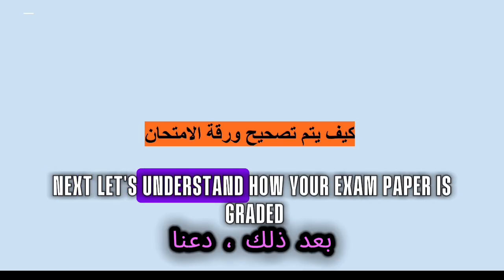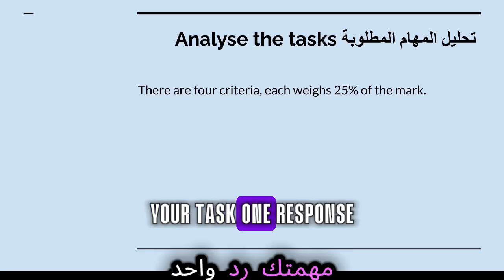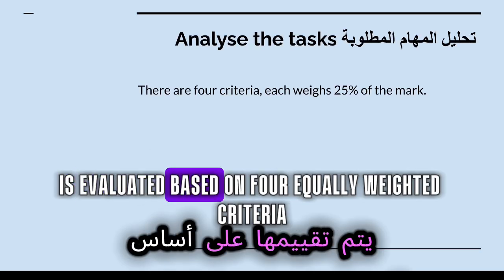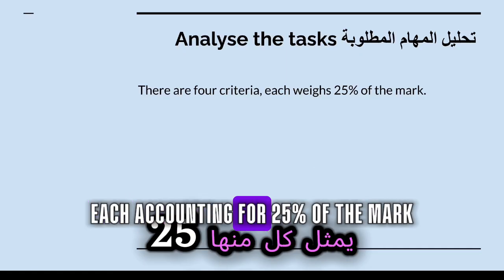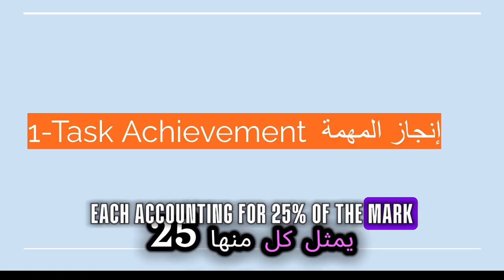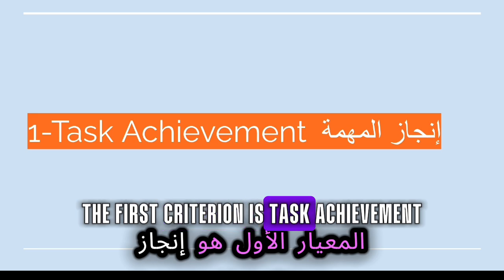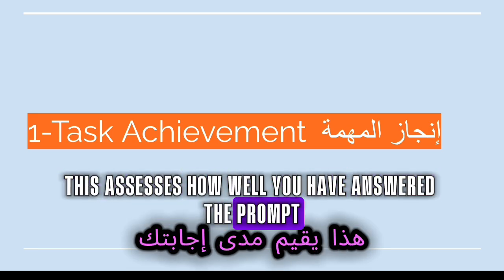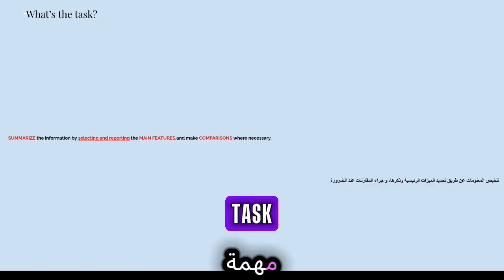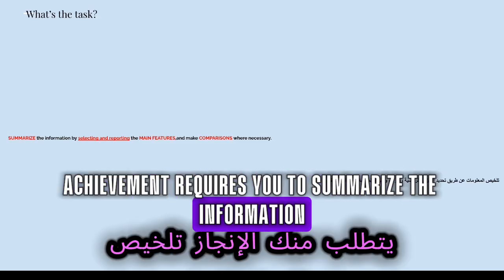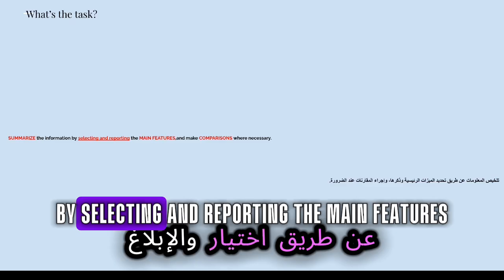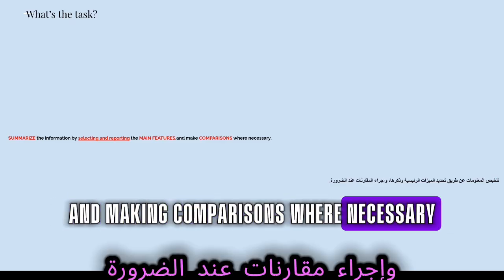Next, let's understand how your exam paper is graded. Your Task 1 response is evaluated based on 4 equally weighted criteria, each accounting for 25% of the mark. The first criterion is task achievement. This assesses how well you have answered the prompt. Task achievement requires you to summarize the information by selecting and reporting the main features and making comparisons where necessary.